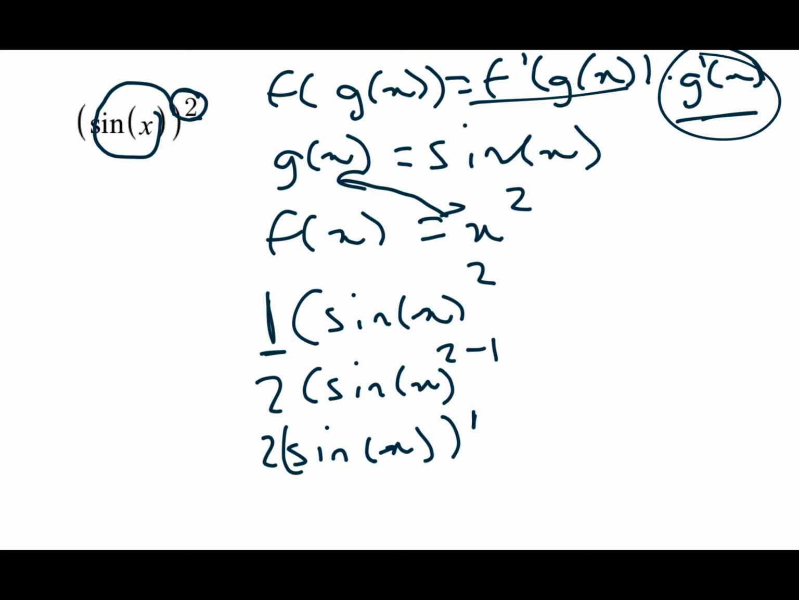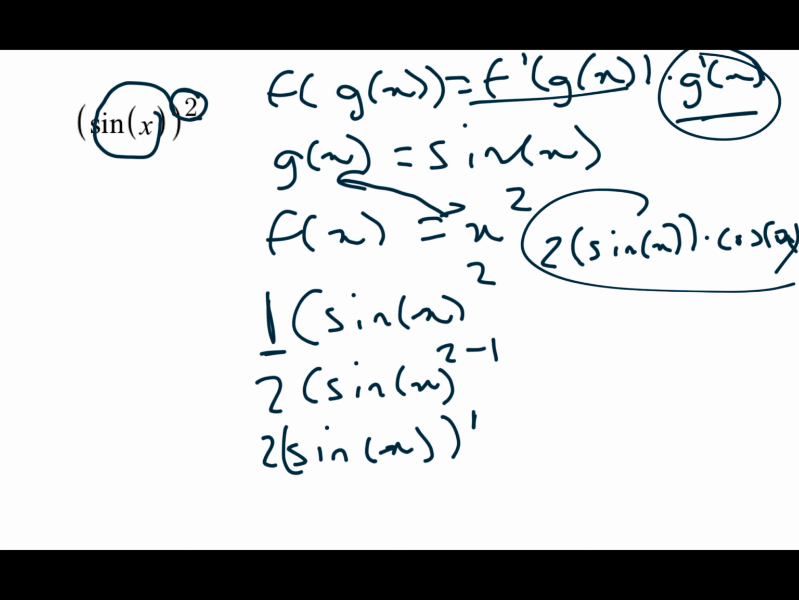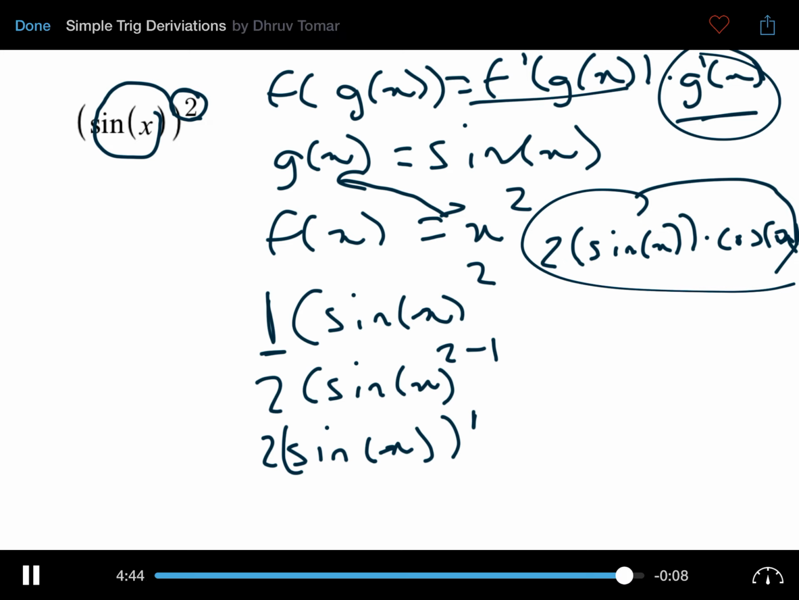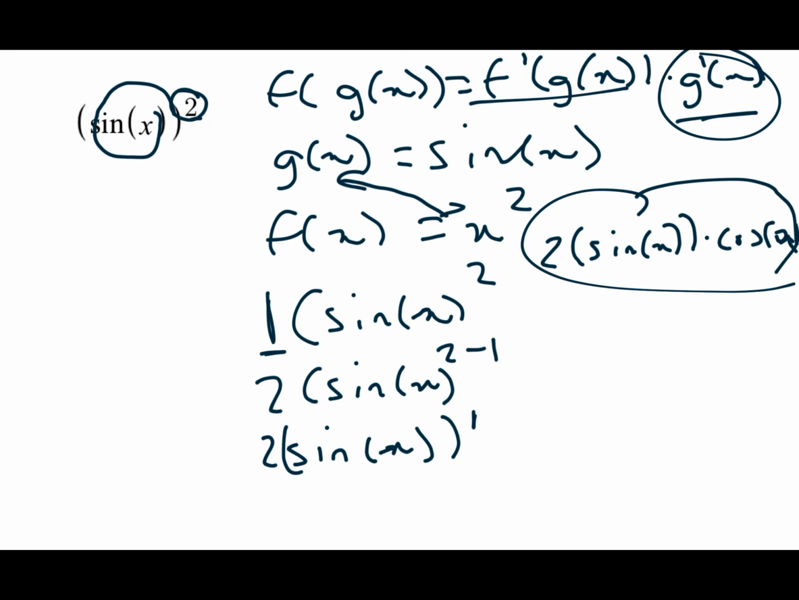So the final answer would be 2 sine x times cosine x. Sorry for that weird looking x. That'd be the final answer. Okay? So that'd be all for this video. In the next video, we'll be talking more about product and quotient rule, or maybe more about chain rule, because it's just a simple introduction. But yeah, thank you for listening.